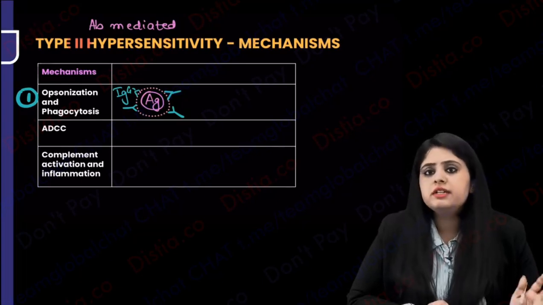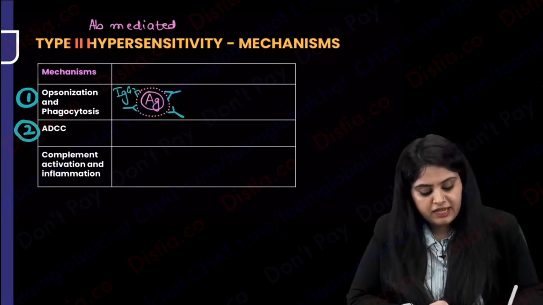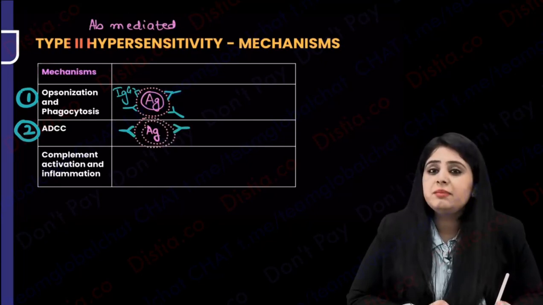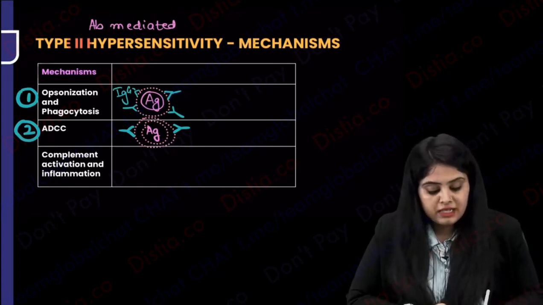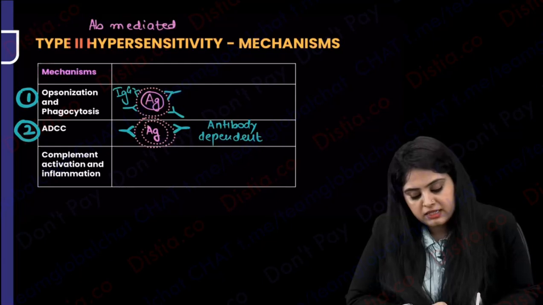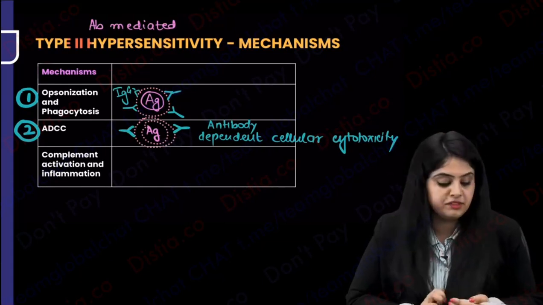Have we already studied it? Yes. Coming to the next, I also told you that when there is an antigen like this and you have covered it with IgG, it is also going to be identified by cells like the NK cells and the macrophages and others, resulting in ADCC, antibody dependent cellular cytotoxicity. Have we already studied it in NK cells? Yes, so that is the second mechanism of type 2 hypersensitivity.